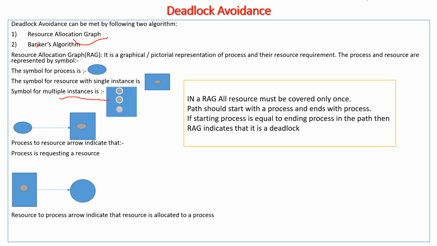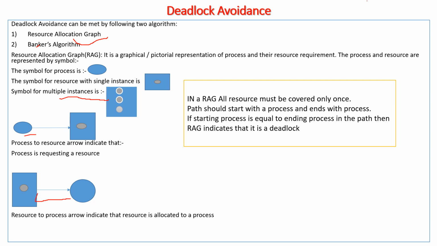The circle represents a process, and an arrow from a process to a resource indicates that the process is requesting a resource. When there is an arrow from a resource to a process, it indicates that the resource is granted or allocated to the process. In a resource allocation graph, all resources must be covered only once, meaning repetition is not allowed. Then the path should start with a process and end with a process.